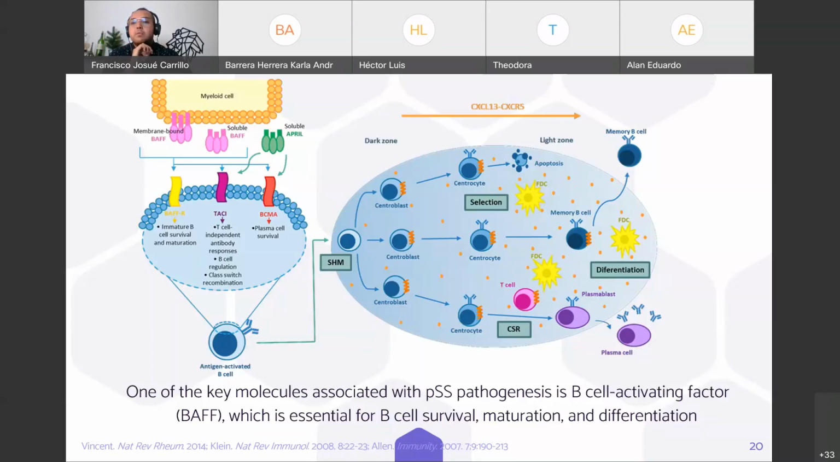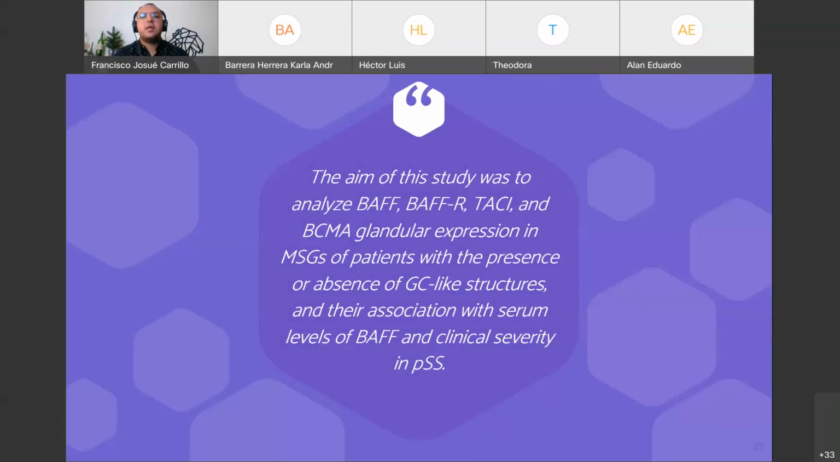And we have a third receptor, which is known as BCMA, that is expressed mainly in the final stages of differentiation, and is mainly expressed by plasma cells. So this is really important in these stages. So the aim of this study was to analyze BAFF-R, TACI, and BCMA glandular expression in minor salivary glands of patients, especially those that show the germinal center-like structures, and how what we were watching in the tissue could be associated with the serum levels of BAFF and the clinical severity in this disease.